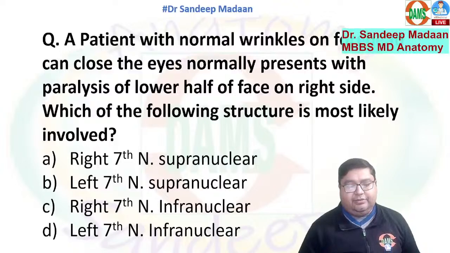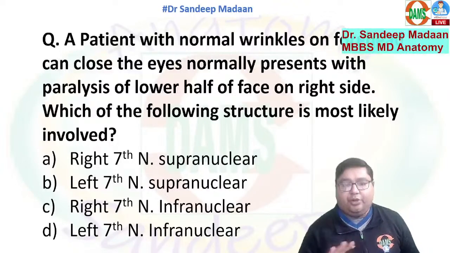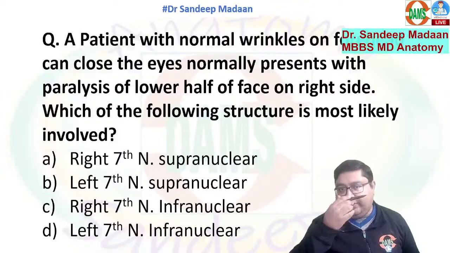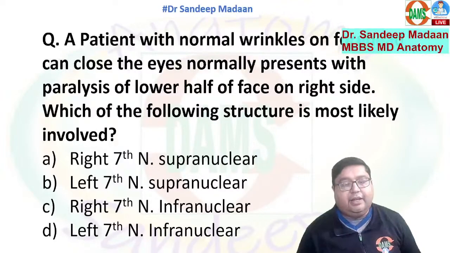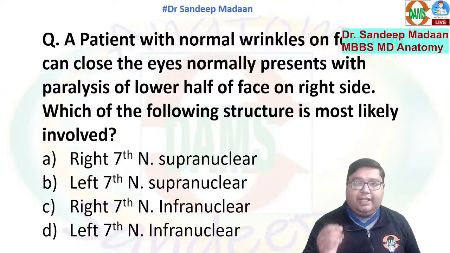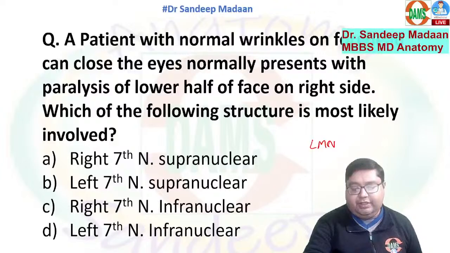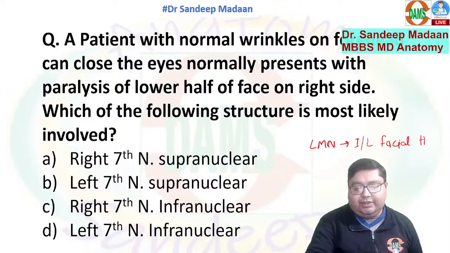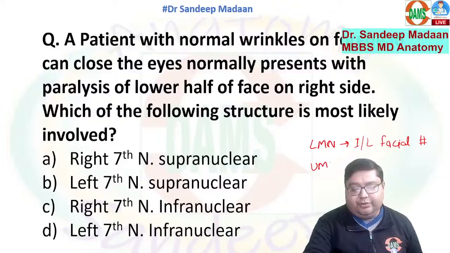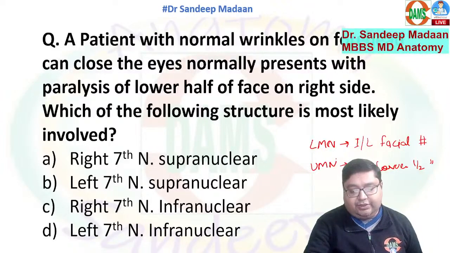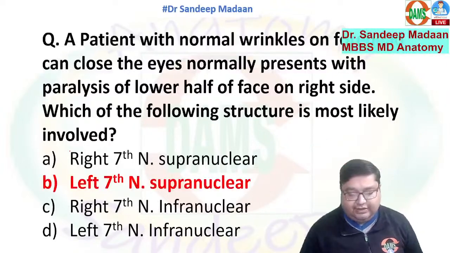And the question I received was, the patient had normal wrinkles and normally could close the eyes, so the upper part of the face was spared, and the lower half of the face was paralyzed on the right side. We know that in LMN type of injury there is ipsilateral facial palsy. We have also taken the notes, we have seen the pathways. But in case of UMN palsy, contralateral lower half facial palsy will be seen. So it is the lower half, contralateral, on the right side. So it will be the left seventh nerve, supranuclear.